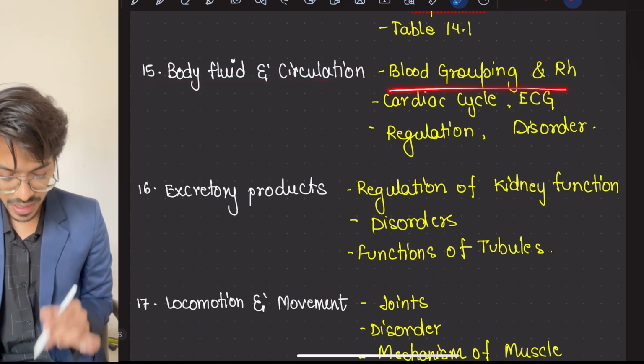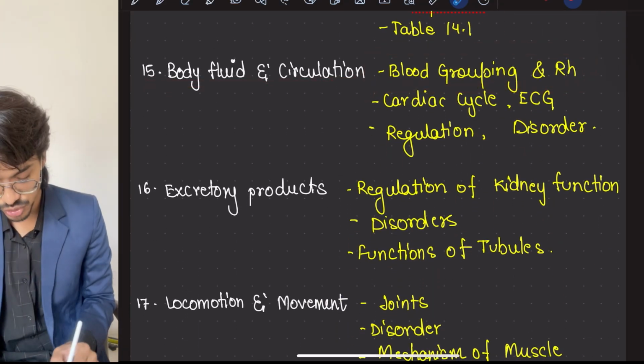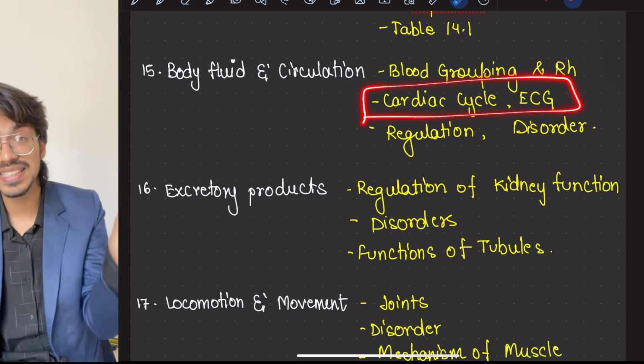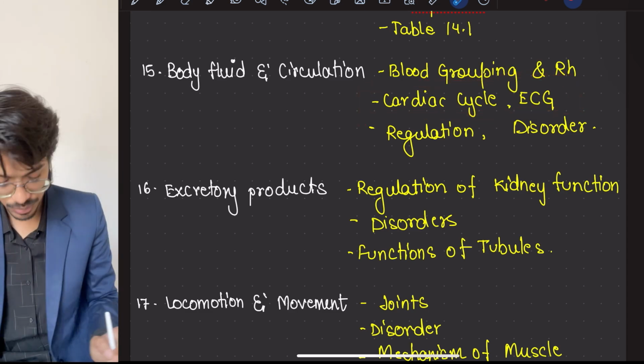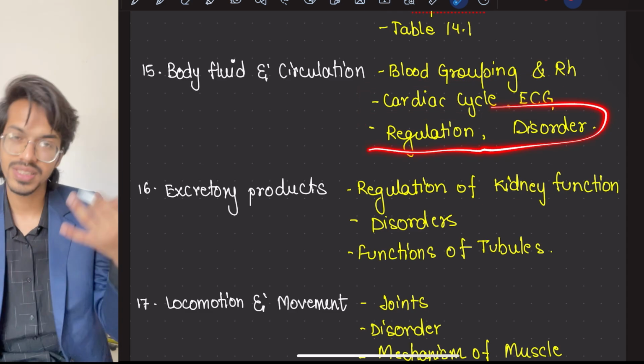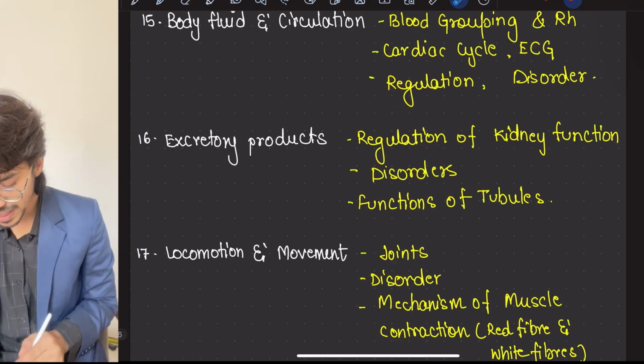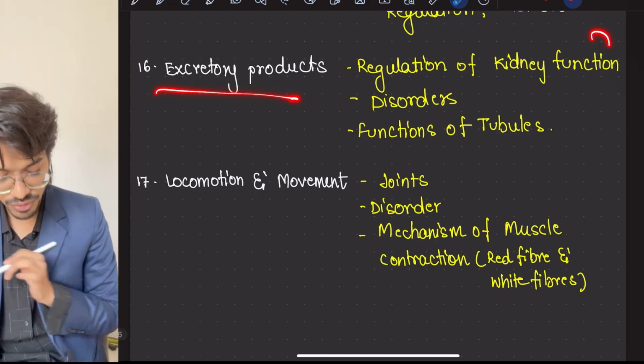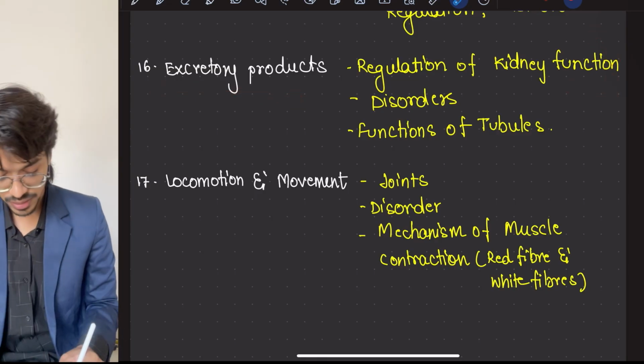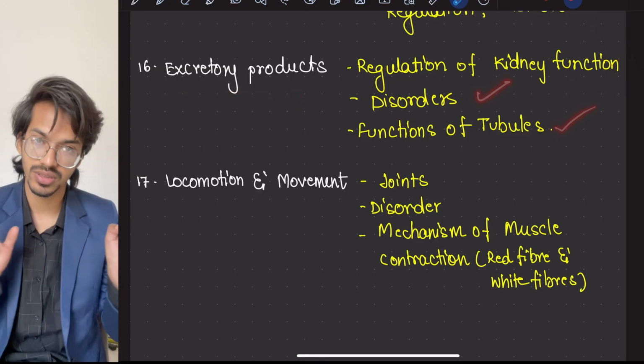Here blood grouping and Rh grouping questions can come to you. Cardiac cycle and ECG and its concepts can come to you. Then regulation and disorders, I have told you that's the most important one which you have to do. Then the excretory products, in that regulation of kidney function, very important. Disorders and function of tubules, these 3.